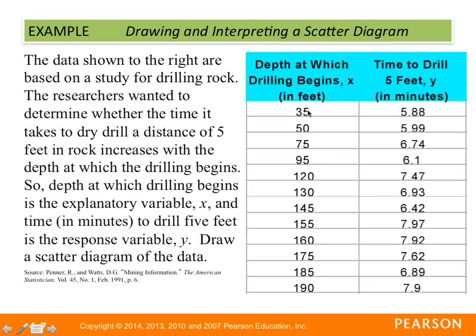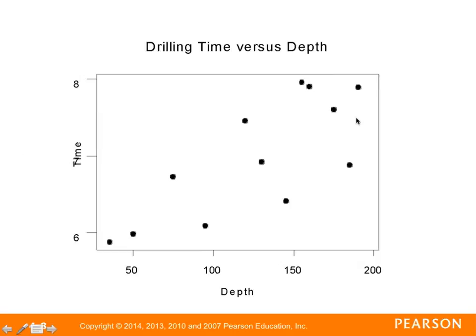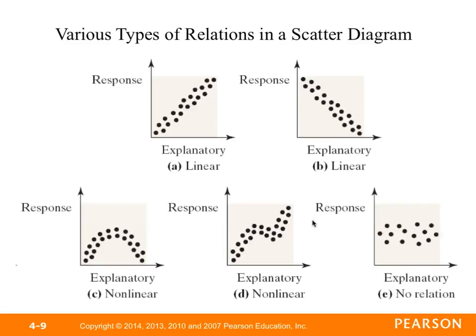So you'll see we have a few different things here. 1, 2, 3, 4, 5, 6, 7, 8, 9, 10, 11, 12 different pairs. We have an x value, which gives us our depth at which the drilling begins in feet, and then the time to drill in minutes. And what we see is if we plot our depth on the x-axis and the time on the y-axis, time is between 6 and 8 minutes, depth is between 50 and 200 feet, we see that each dot represents one of our ordered pairs.